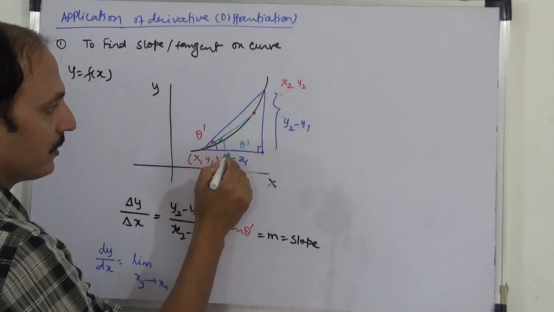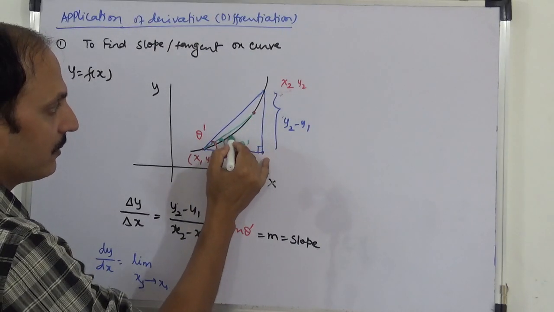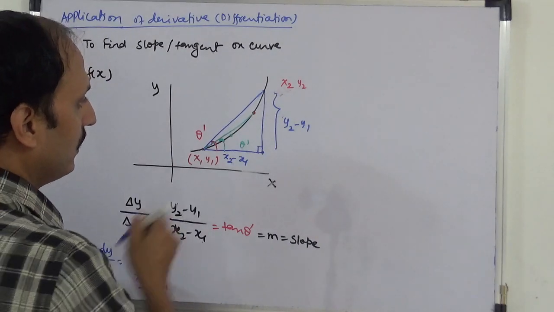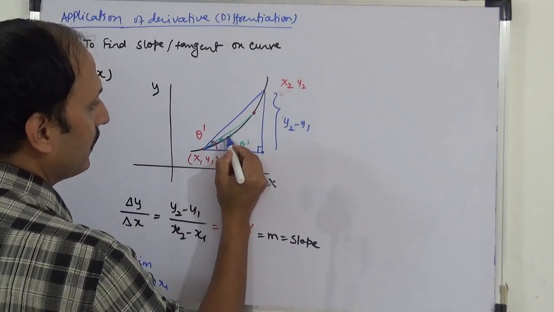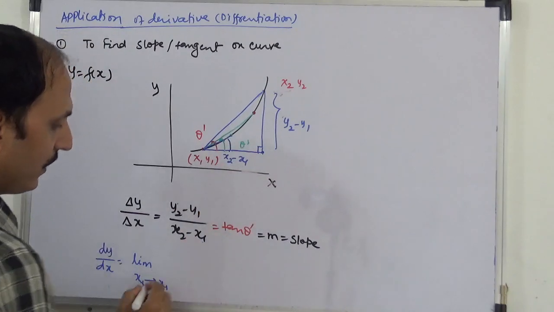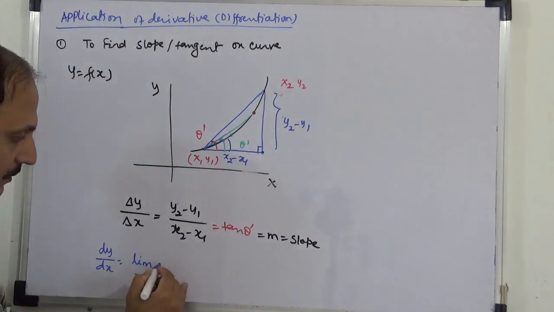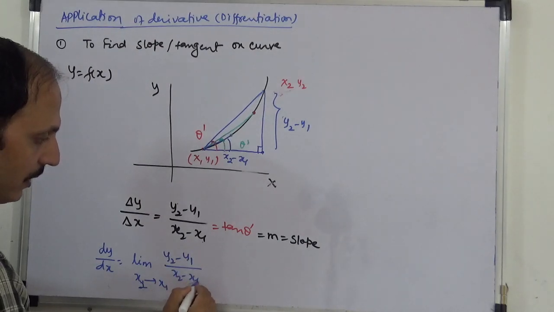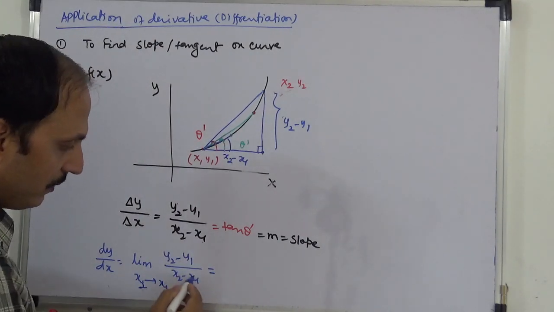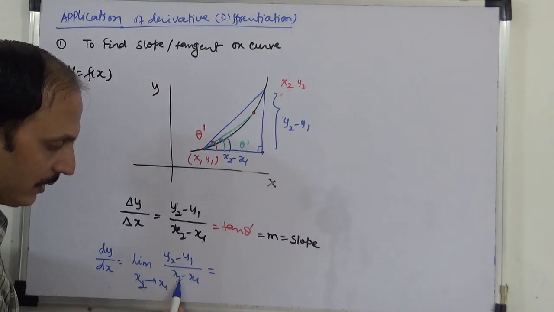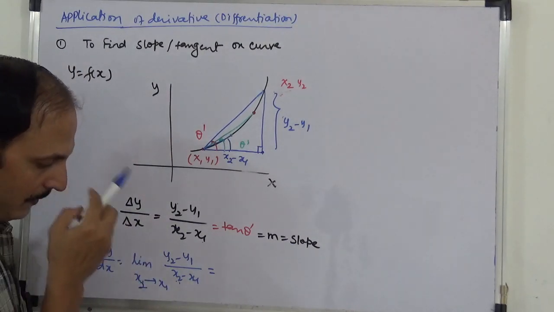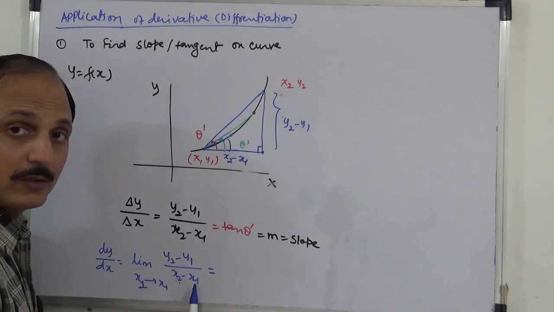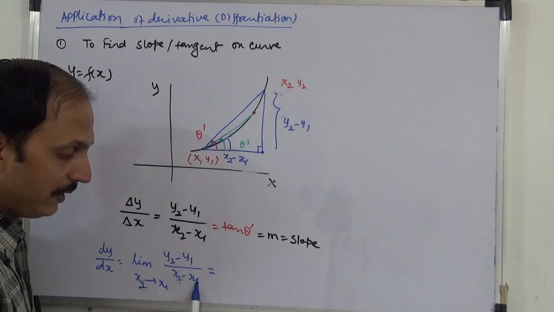So now this angle is going to decrease. Again, if this comes further here and you join this line, the angle decreases again. So when x2 tends to x1, the value of y2 minus y1 by x2 minus x1 becomes very close to the tangent slope. It is very close to x1 but not x1.